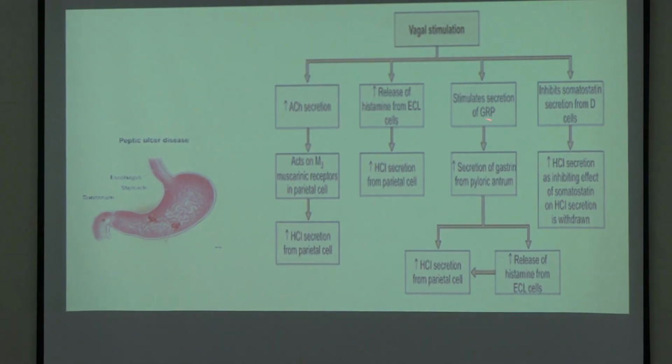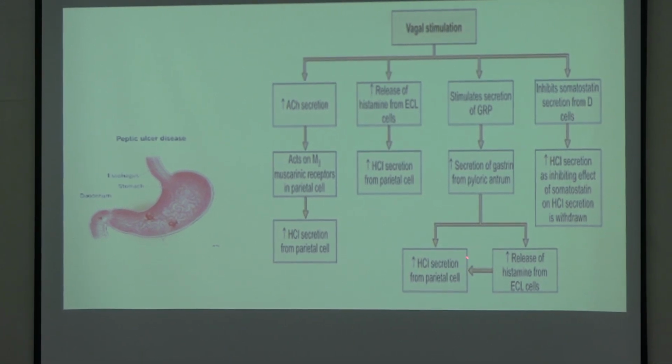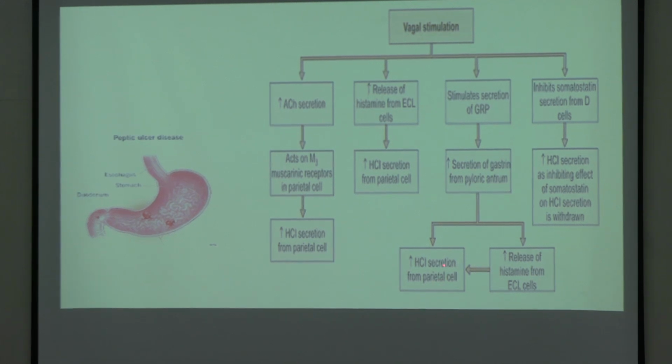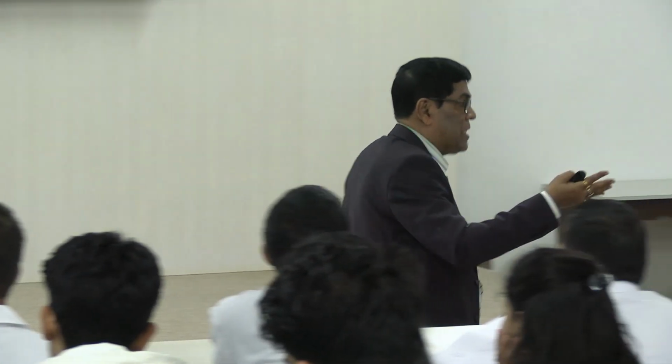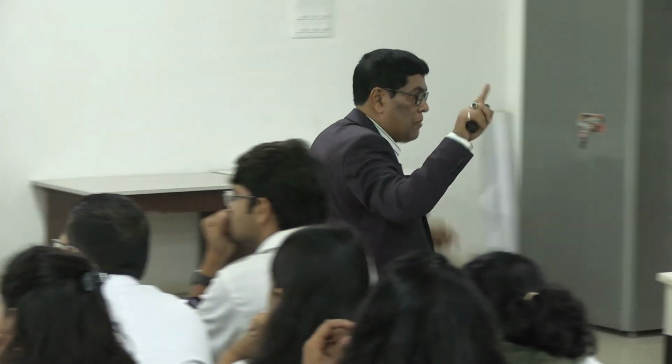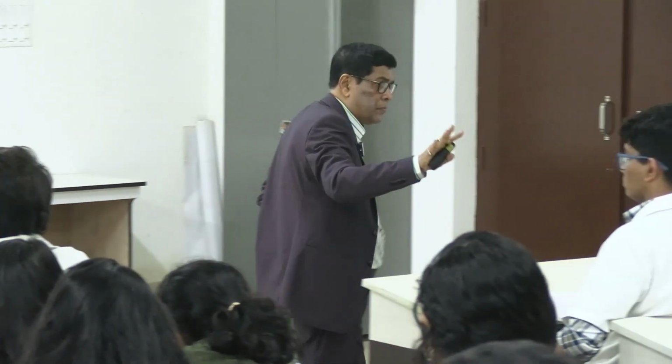Also there is stimulation of secretion of gastrin-releasing protein, and secretion of gastrin from the G cells of the antrum of the stomach. That will increase secretion of hydrochloric acid from your parietal cell, and also it will increase the release of histamine from enterochromaffin cells of the stomach. So this gastrin will help to secrete acid and also will secrete more histamine. The histamine also helps to stimulate the secretion of hydrochloric acid.